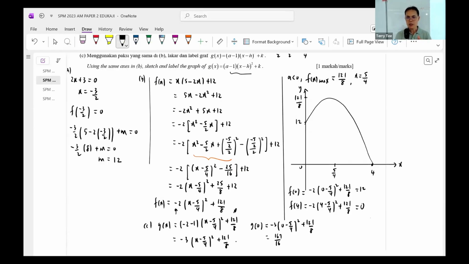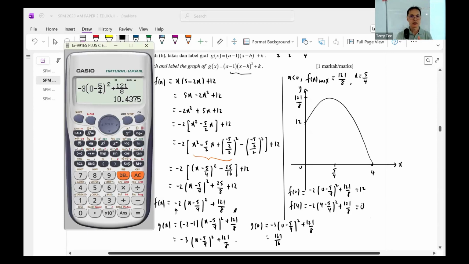Now, sometimes you cannot see. What is 167 over 16? Just change it to a decimal. 10 point something, right? So we know the graph is going to curve a bit more. But does your y-intercept change? I mean, does it cut the x-axis at the same point?